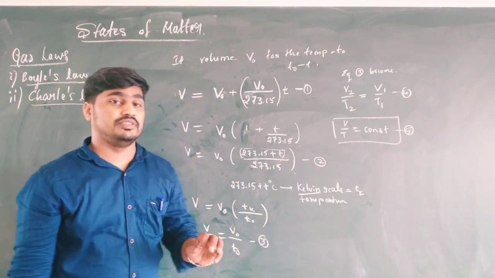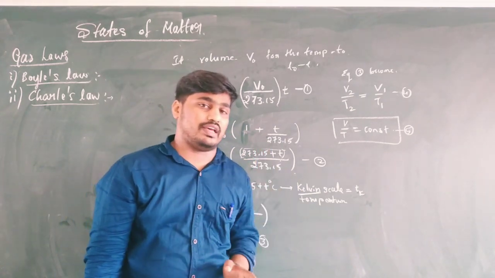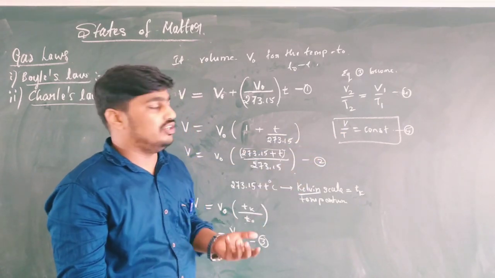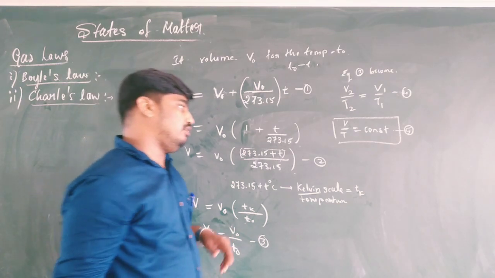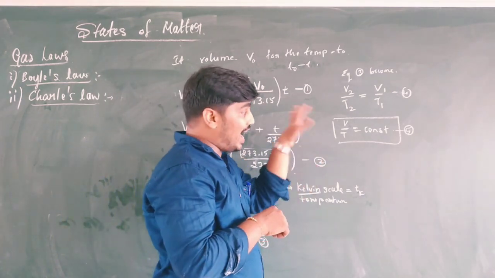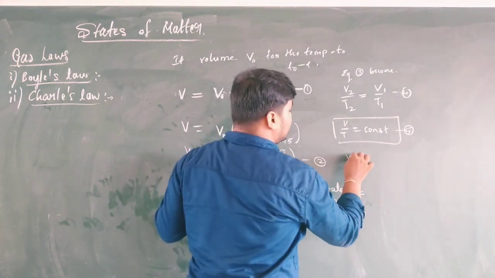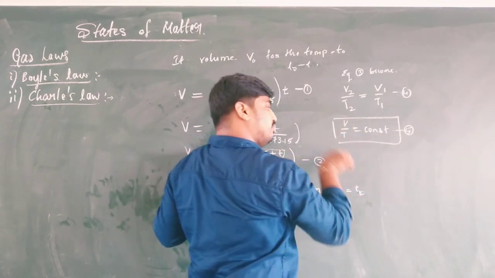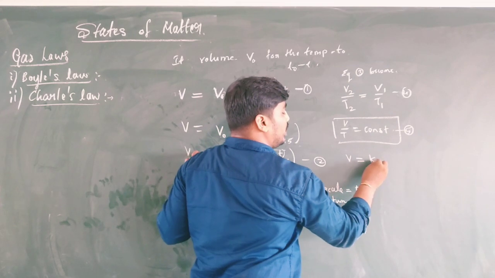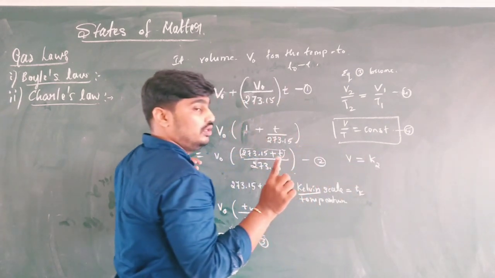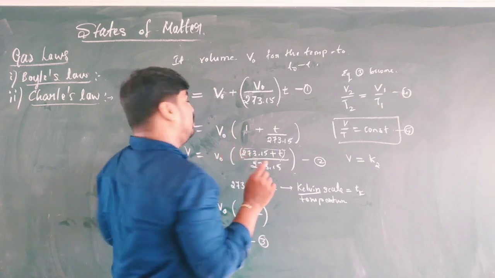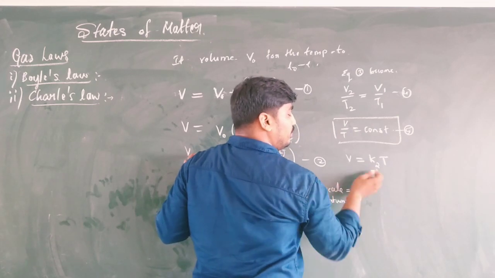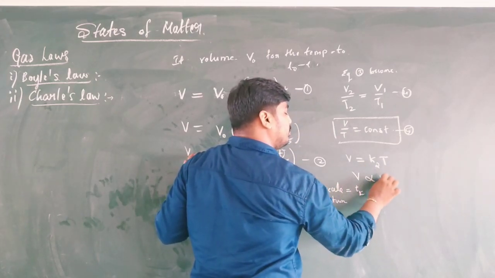Now equation number 5 becomes the definition of Charles's law. What it says? V by T is constant. What is the meaning of V by T is constant? When we add the proportionality constant for equation number 5, the equation becomes V is equal to K2 T. Why have I considered K2? K is a proportionality constant, and it is for the second law. Therefore, it is K2. V is equal to K2 into T. When we remove the proportionality constant, V is directly proportional to T.